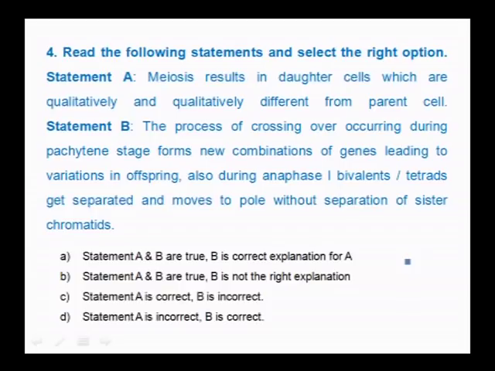So let us understand the parts of the question here. Meiosis is referred to as a kind of division where daughter cells are qualitatively and quantitatively different from the parent cell. Quantitatively they are different because the chromosome number has been reduced to half. Qualitatively they are different because they have new combinations of genes as a result of the process called crossing over. So the answer for this question is A. Statements A and B are true, and B is the correct explanation for A.